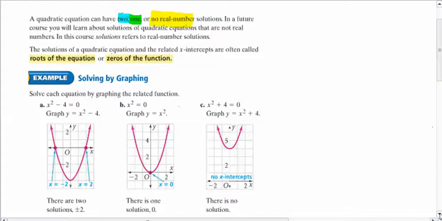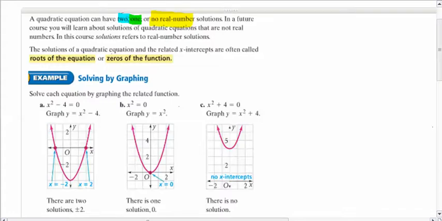Okay, and that also, the roots of the equation, so right here it says the roots of the equation or zeros of the function, those are our solutions. Okay, so that's the most important thing. Sometimes they're called solutions, sometimes you might see them called roots, sometimes you might see them called zeros in the textbook, but we can have 1, 2, or no solutions.